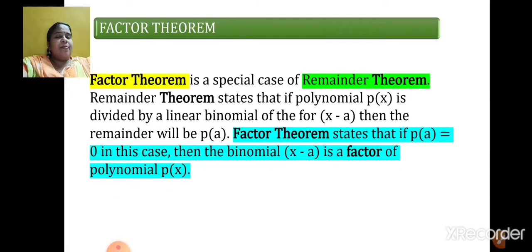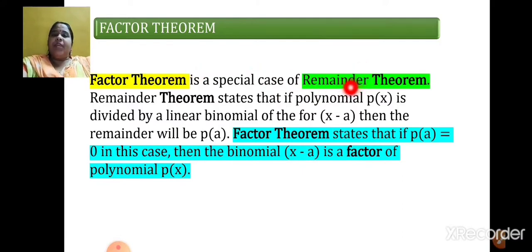Next question, in fact, the next concept. It is factor theorem, the last concept of this chapter. It is absolutely easy and similar to remainder theorem. So I am doing it together. You will definitely understand the difference. See this. Factor theorem is a special case of remainder theorem. Now what is the meaning of this statement?